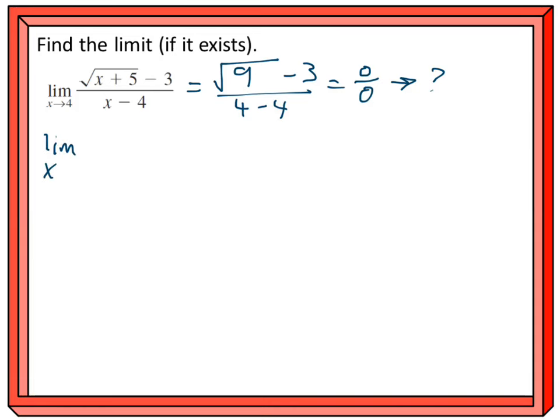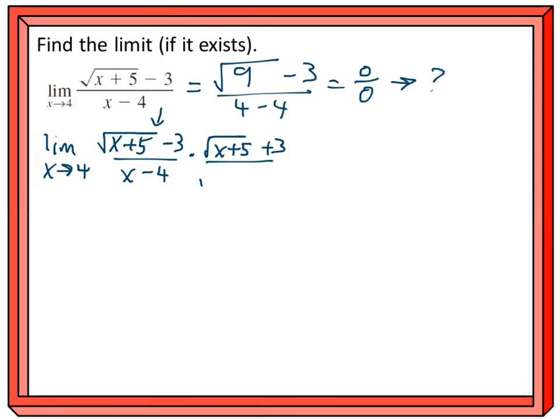So the limit as x approaches 4, I'll just rewrite the problem here, the square root of x plus 5 minus 3 over x minus 4. And we're just going to take the conjugate of this top part here, multiply it on the top and the bottom. So the square root of x plus 5 plus 3 over the same thing. So in other words, we just multiplied it by a fancy 1 right there. And so we're not going to change our function, we're just going to change the way it looks, essentially.